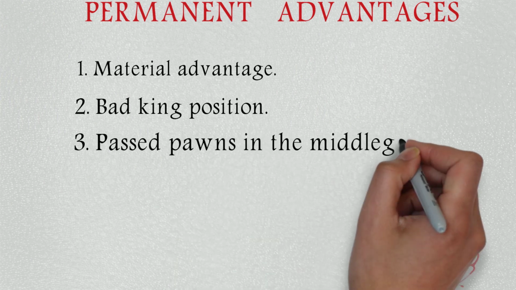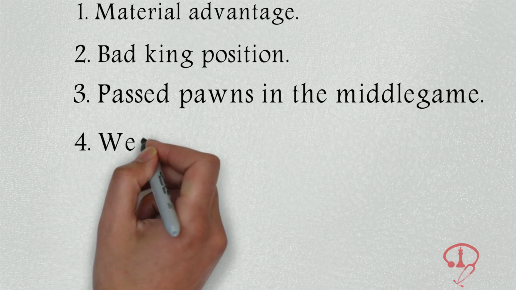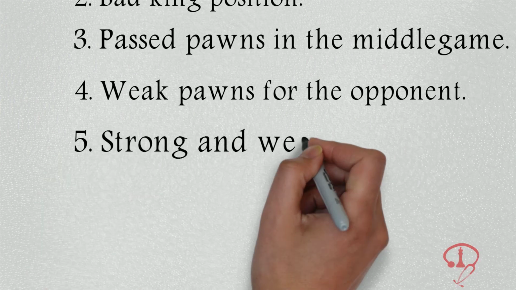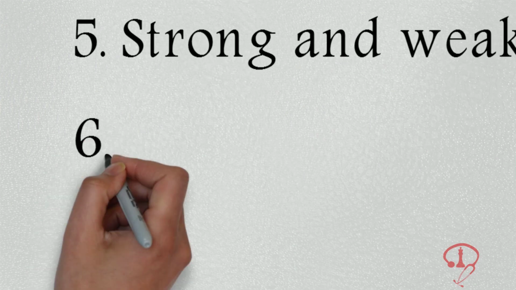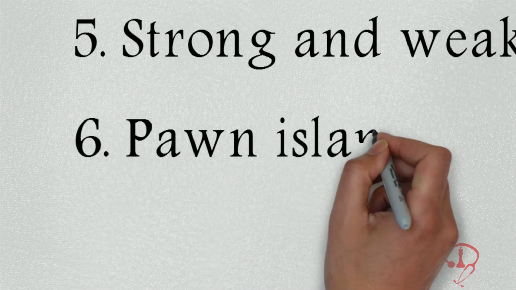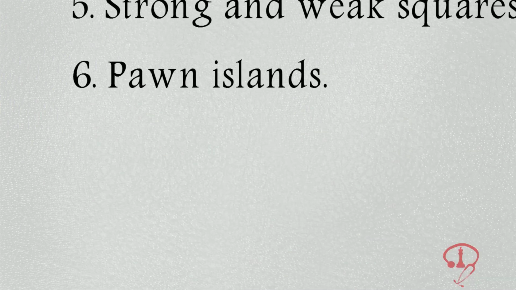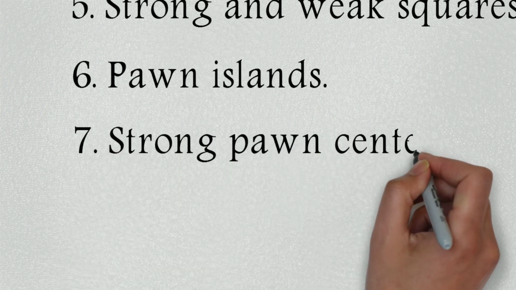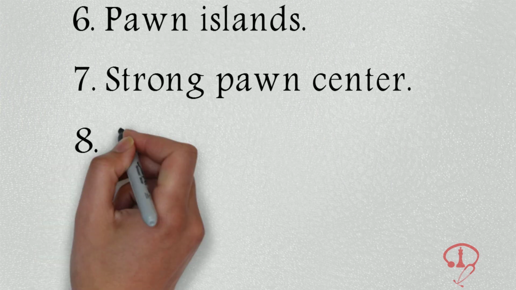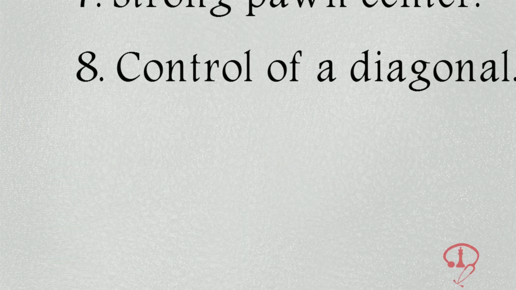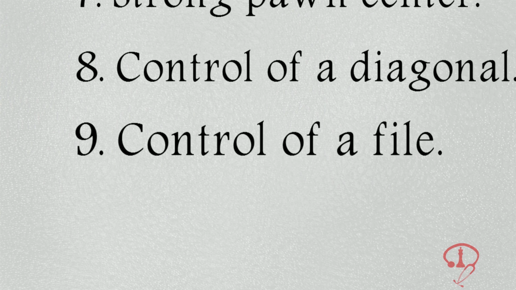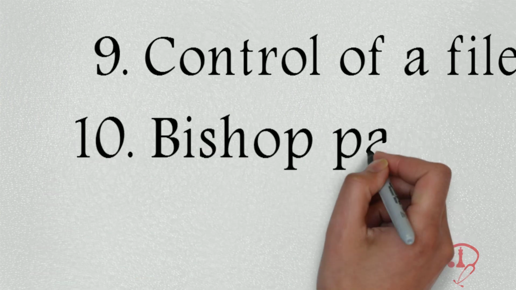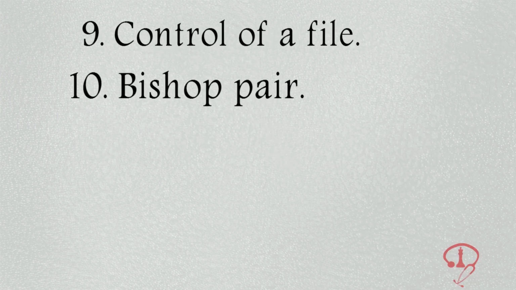in the middle game; number 4, weak pawns for the opponent; number 5, strong and weak squares; number 6, pawn islands; number 7, a strong pawn center; number 8, control of a diagonal; number 9, control of a file; number 10, the bishop pair. And the last one, number 11, control of a rank.